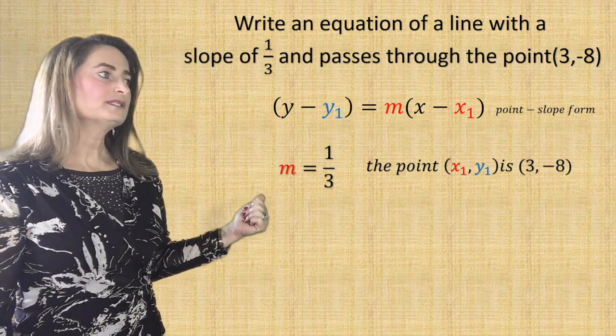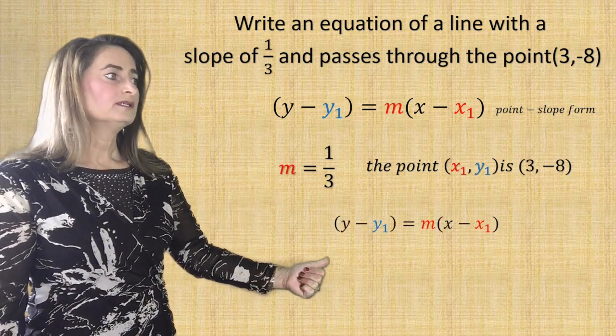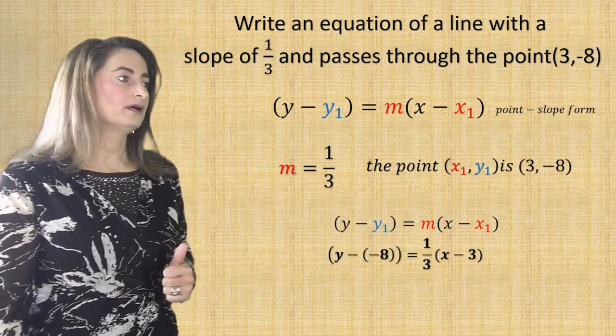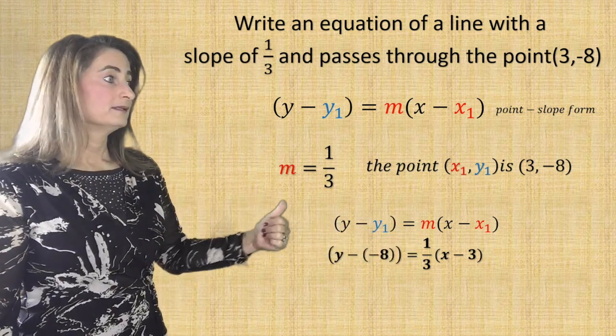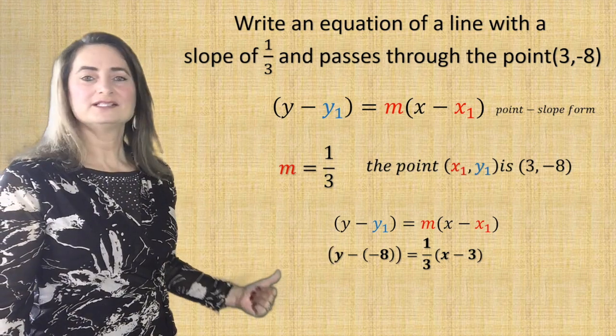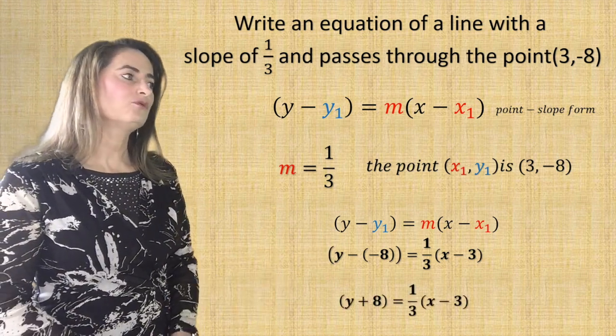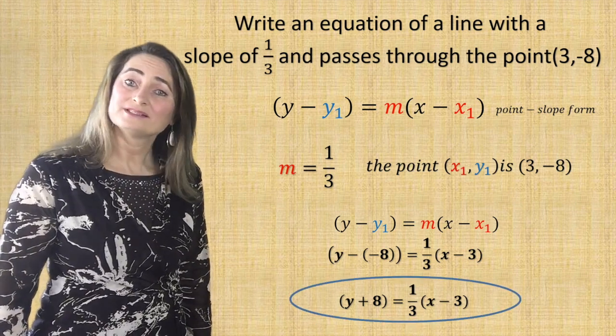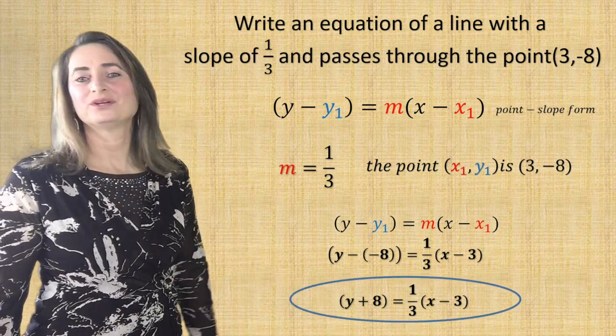Now write the equation: substitute m with 1/3, y1 with -8, and x1 with 3. Subtracting a negative is the same as adding. You end up with y plus 8 equals 1/3 times x minus 3. Leave it in parentheses, and that is your equation.